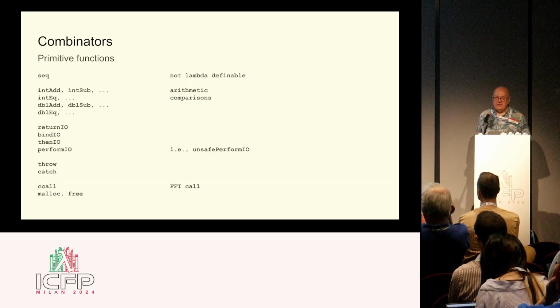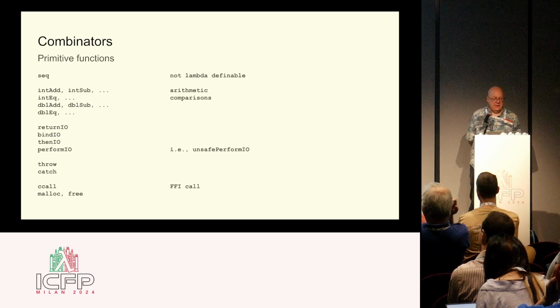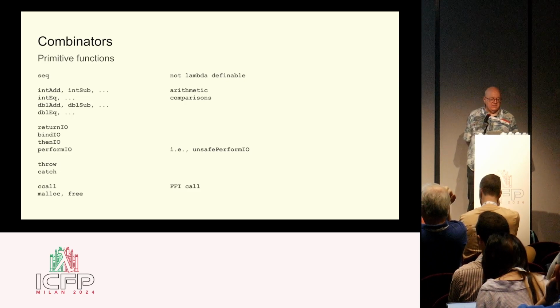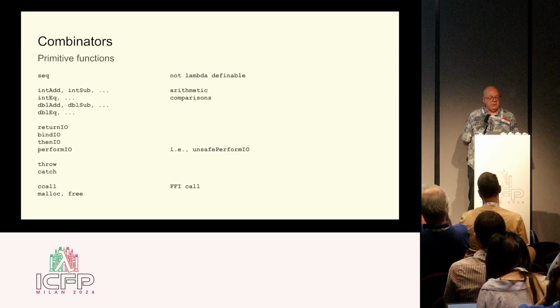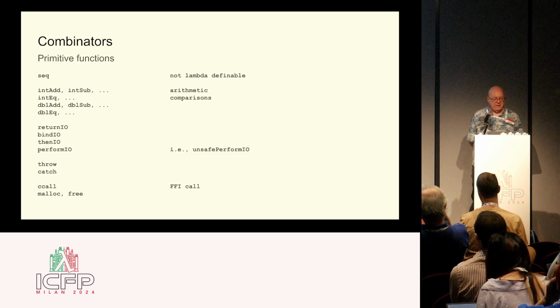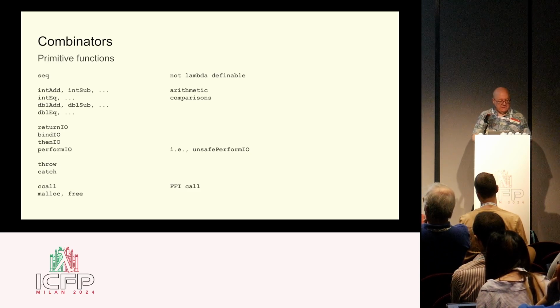So in addition to these combinators that sort of do the shuffling of arguments, there are also some primitive functions like seek and arithmetic for the numeric types, the I/O. So I/O is done with some combinators for the I/O, and they are interpreted by the runtime system. Catch and throw and stuff to do CFFI and things like that.